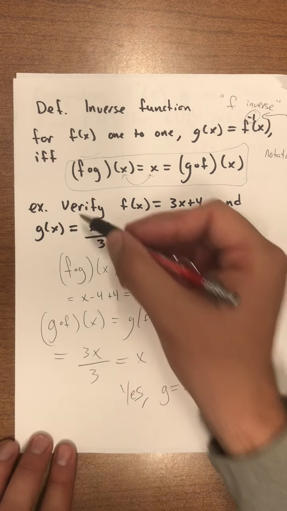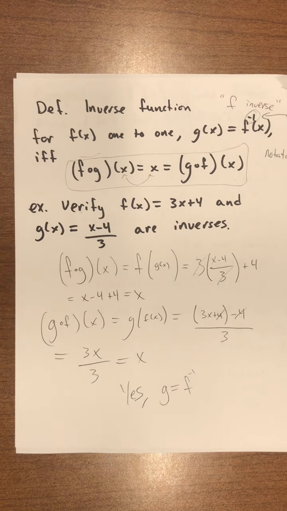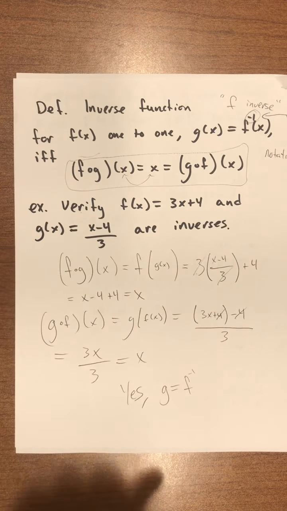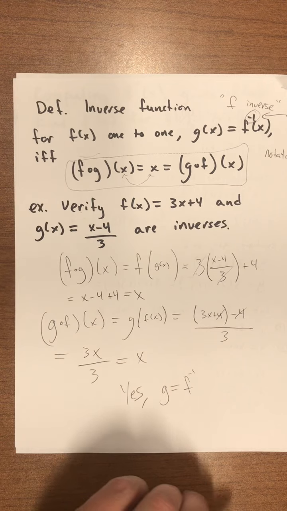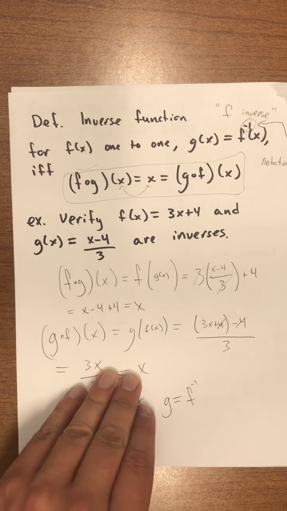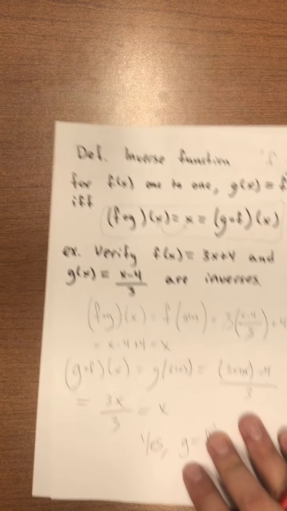So that is how we verify or determine. Verify means we already knew it was true and we showed that it was true. We can answer the question, just determine if they are inverses, meaning we're not exactly sure from the start if it's true or not. So let's do another one.